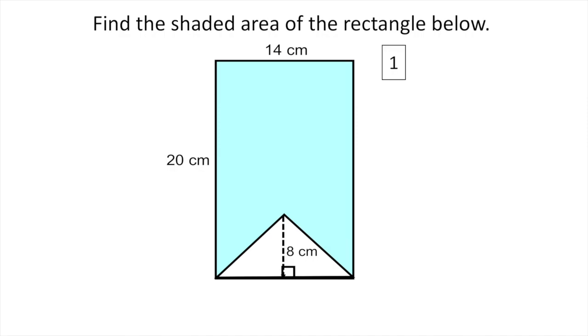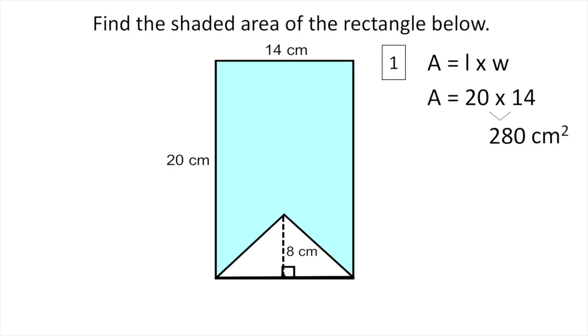Your first step is going to be to find the area of the entire rectangle. So I'm going to use the formula length times width to find the area of the rectangle and fill in the values for length and width. 20 times 14, because those are the sides of the rectangle. 20 times 14 equals 280, and that's 280 centimeters squared.